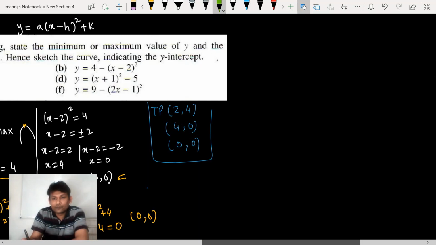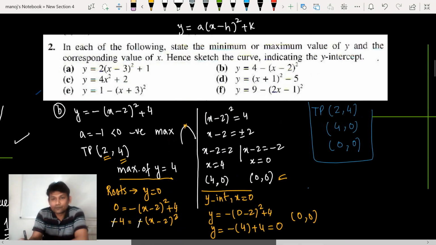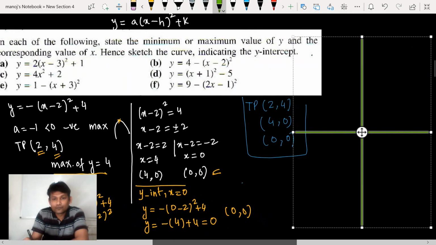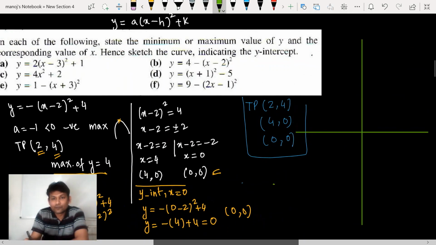Okay, first of all, in this situation, maximum x is 4, minimum is 0, maximum y is 4. Okay, that's good. So first of all, the turning point is (2, 4). This is 2 and this is 4, because we are working on 2 and 4 only. We don't need the maximum value.